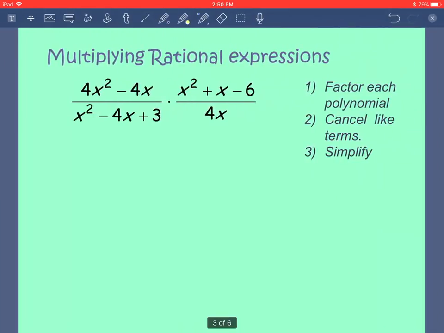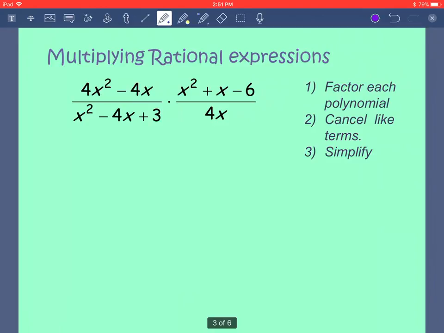Now, multiplying rationals are just nasty fractions. So when we multiply fractions, we just multiply straight across. Well, here with rationals, yeah, we can multiply straight across and do a lot of foiling and box method, but you're going to have to simplify, and that's going to be really, really difficult if you just multiply everything together. So the best way to approach it is to factor everything and then see if you can simplify any like terms. So here I have 4x squared minus 4x over x squared minus 4x plus 3 times x squared plus x minus 6 over 4x.